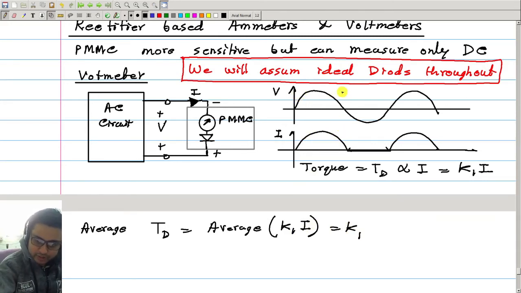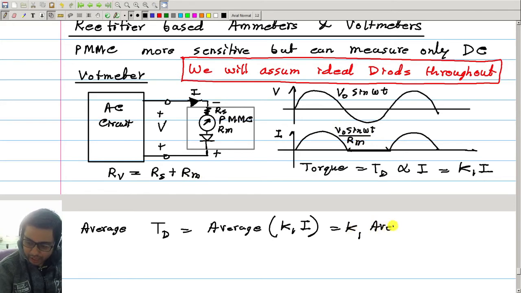Suppose this V is varying as V0 sine omega t, and then this current I in the positive half will be V0 sine omega t divided by the total resistance of the circuit. There may also be some series resistance, call it Rs, and meter resistance is Rm, so voltmeter resistance Rv is Rs plus Rm. So I is V0 sin omega t by Rv.